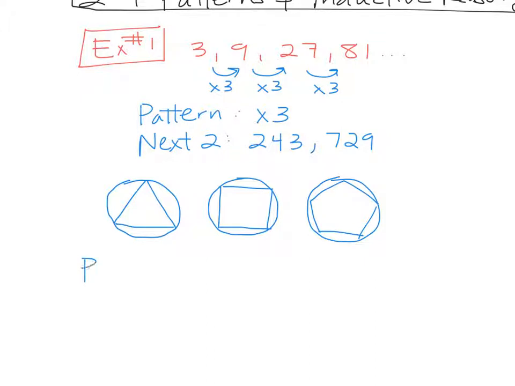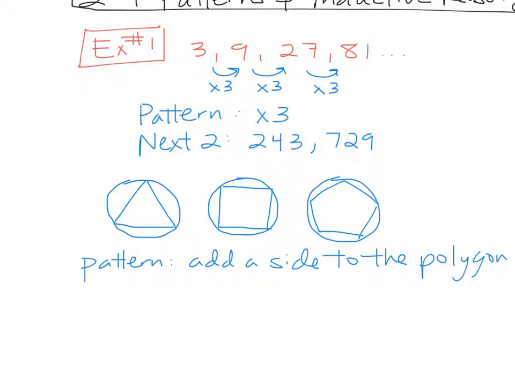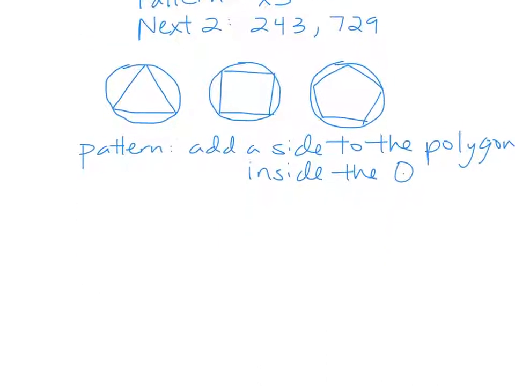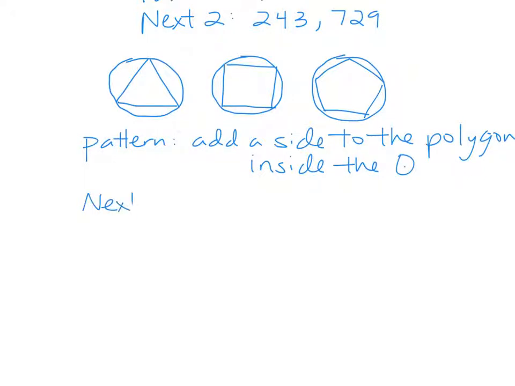So I would say my pattern is something like you add a side to the polygon inside the circle. Something along those lines. So then if you had to draw your next two terms, they would be a hexagon and a what? Heptagon. Good job. So 1, 2, 3, 4, 5, 6.